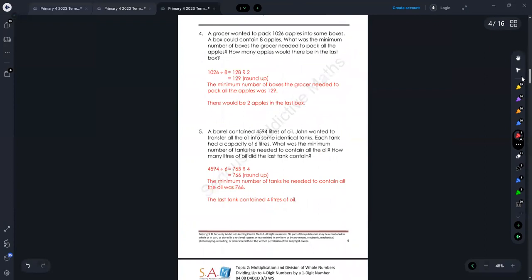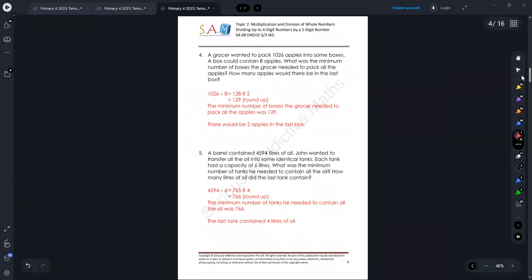Once you get the idea, I think we can just move on to a question that has a remainder. So question 4. A grocer wanted to pack 1,026 apples into some boxes. What was the minimum number of boxes the grocer needed to pack all the apples? Usually when they ask this kind of question, because there's a remainder, it will be 1,026 divided by 8.